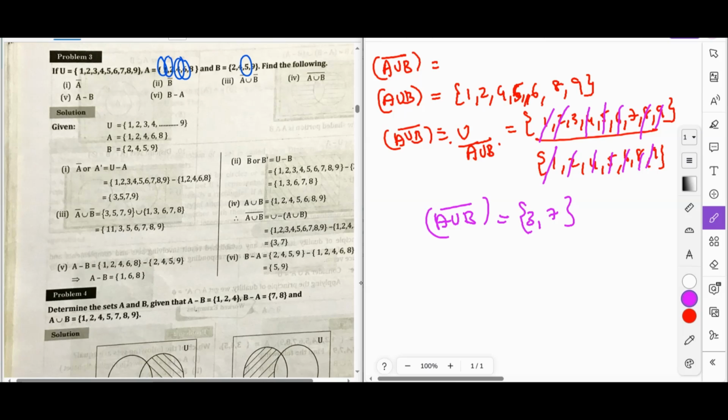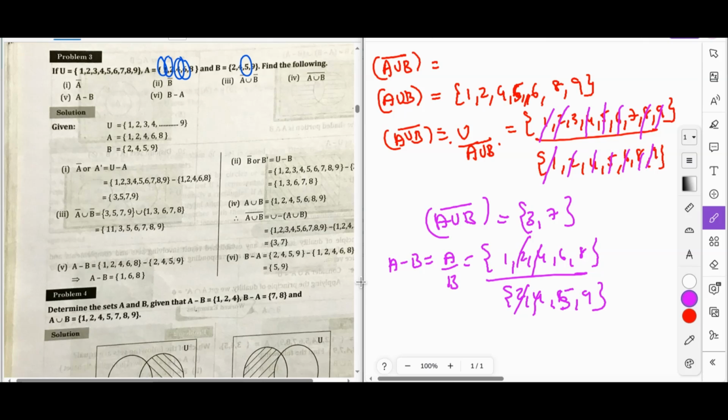Then you have A minus B. A minus B is nothing but A divided by B. A is 1, 2, 4, 6, 8 divided by B, which is 2, 4, 5, 9. So common terms you will cancel, and the ones which are left only in the numerator will be the answer. So that will be 1, 6 and 8.